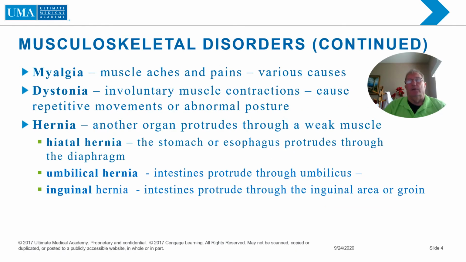We have some more disorders. Myalgia is aches and pains, painful aches and pains. They're common and can involve more than one muscle. Muscle pain also can involve ligaments, tendons, and fascia. We covered ligaments before. That's where you connect the bone to the bone, and then tendons are where you connect muscle to bone.